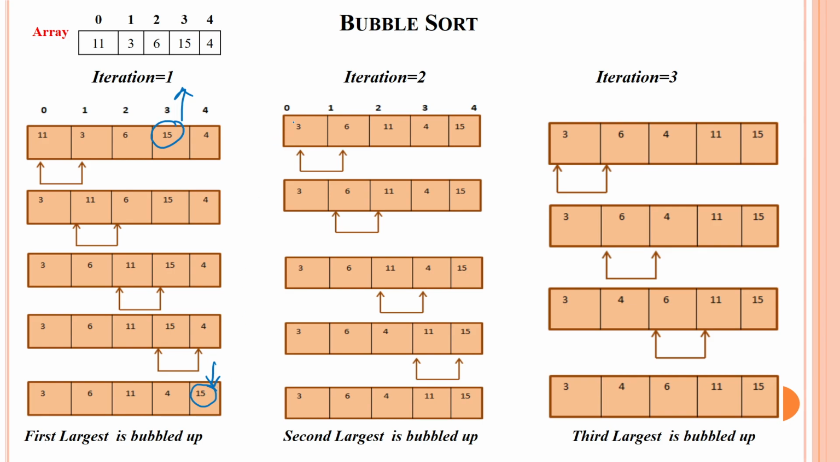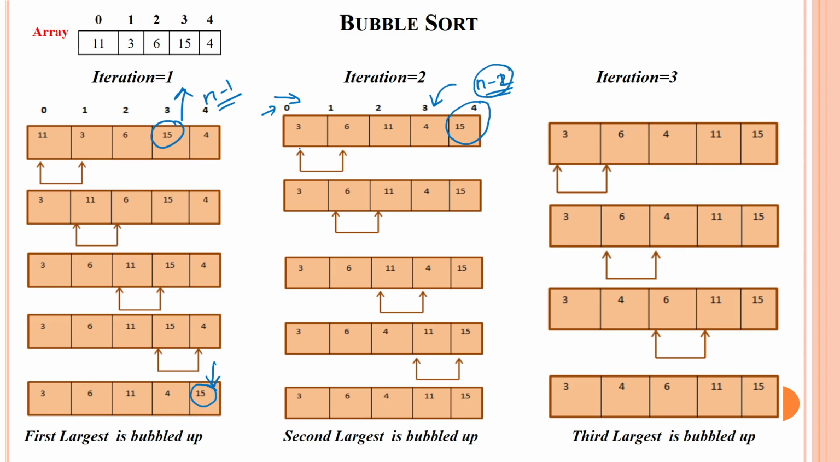Then next iteration, here we can traverse from the first index to the last index minus 1. So it is already sorted. We can traverse until the position 3. So n minus 2. This is because we are starting from the 0th index. So 4 is n minus 1. Then now we can traverse until 3, so n minus 2.